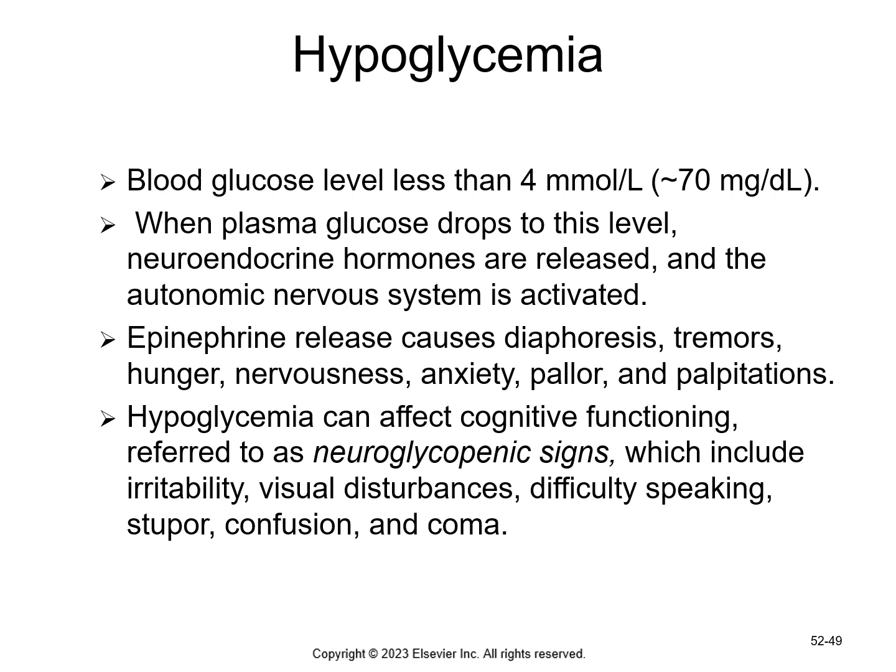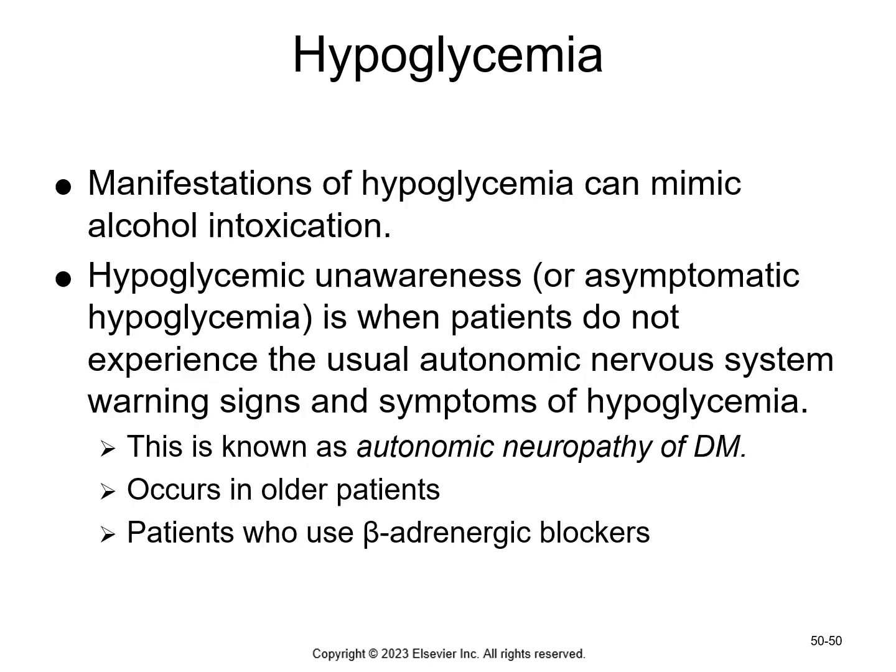So in this case, whenever there is a decrease in glucose level, it activates the neuroendocrine hormones, especially the epinephrine, and it affects the autonomic nervous system. Autonomic nervous system gets activated, which causes the symptoms like diaphoresis, tremors, hunger, palpitations, tachycardia, etc. And also it affects the cognitive functioning, and patients can go into confusion and coma as a result of hypoglycemia, because our brain needs glucose for functioning. So the levels go down, the neurologic functions also go down.